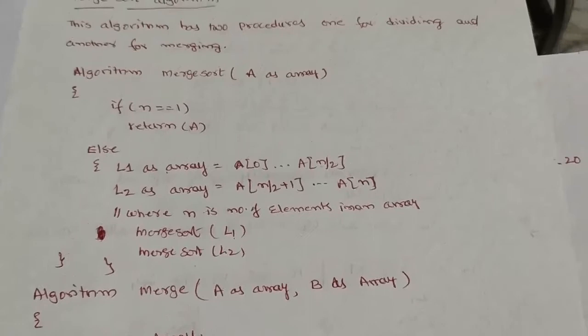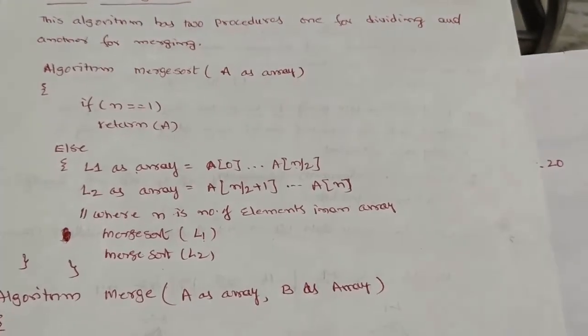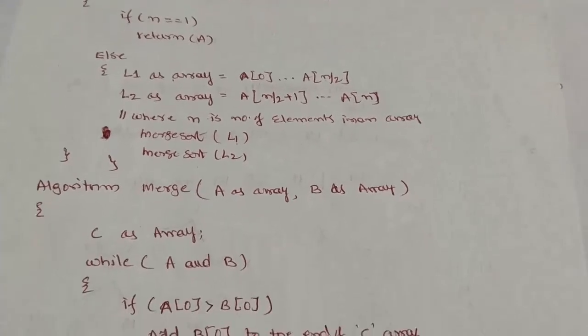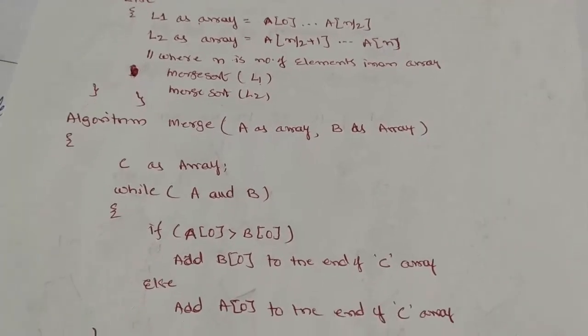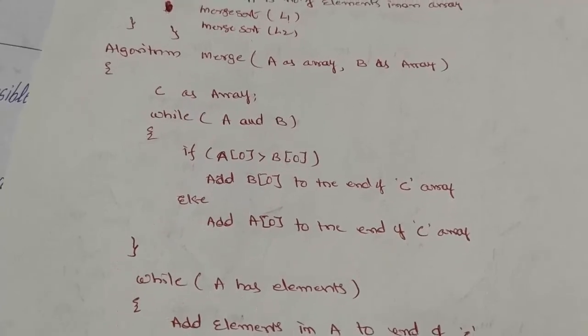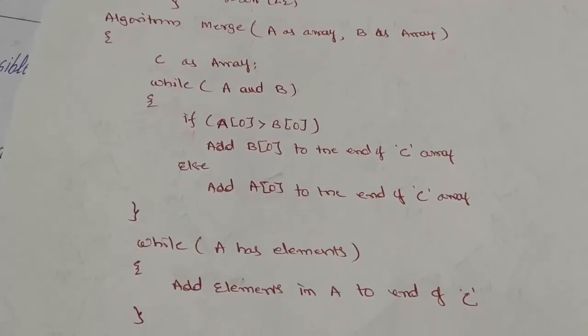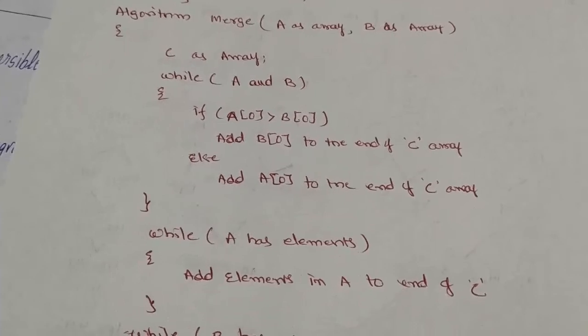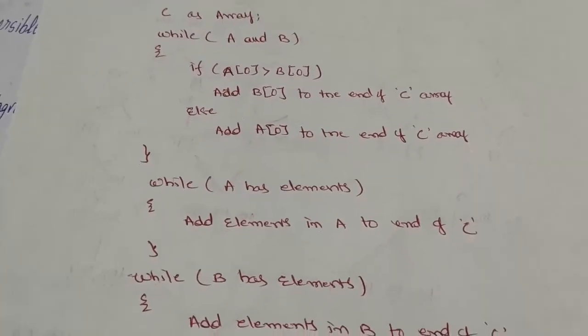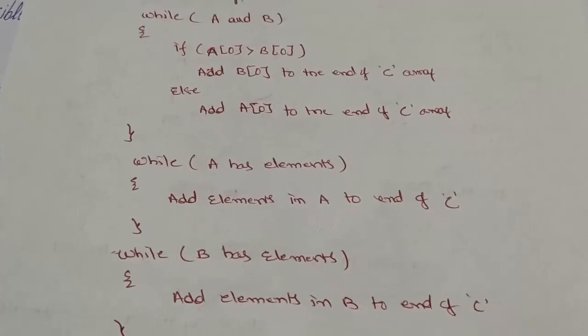So I show the entire algorithm. The first one is the merge sort algorithm. The second one is the merge algorithm, step by step. Here instead of L1 and L2, I am going to consider A, B and C. A means list L1, B means list L2, C means the new list.